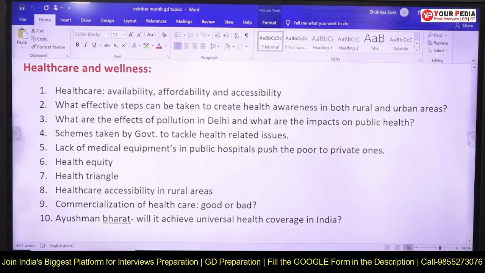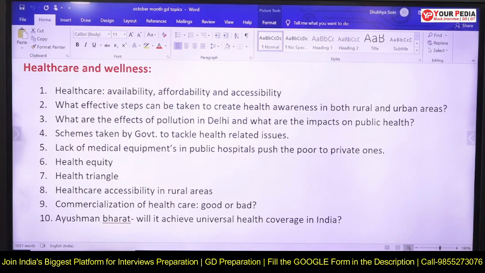Now related to healthcare: availability, affordability, accessibility. What are the effective steps that can be taken to promote health awareness in both rural and urban areas? What are the facts of pollution in Delhi and what are the impacts of that on public health? Schemes taken by the government to tackle health related issues.